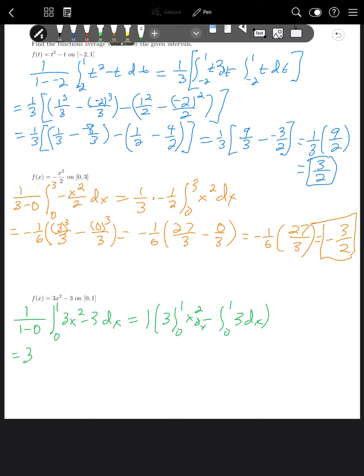So this is going to be 3 times, it's x squared, so that means I'm going to do b cubed over 3. So 1 cubed over 3 minus a cubed over 3, minus, this is a constant, so I just take the constant times the width of the region. So 3 times 1 minus 0. So this is 3 times 1/3 minus 3. So that's 1 minus 3, or -2.